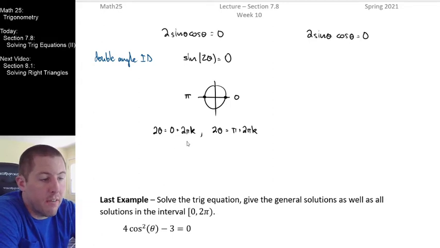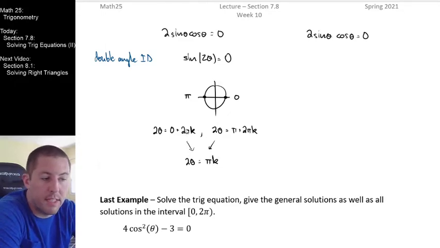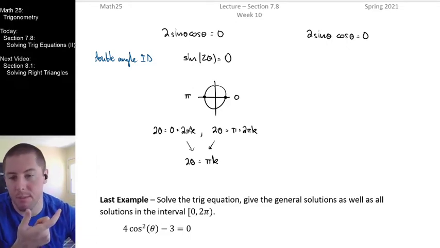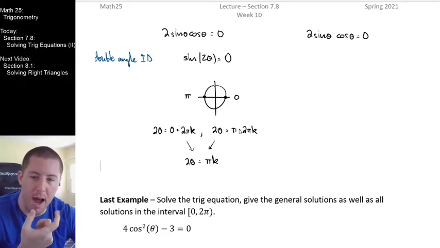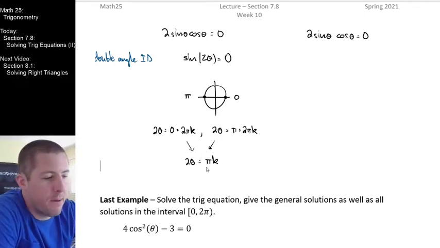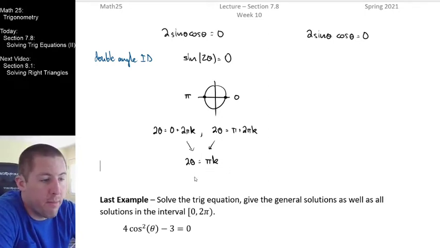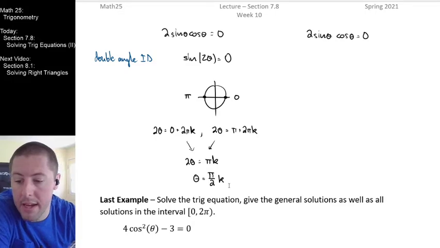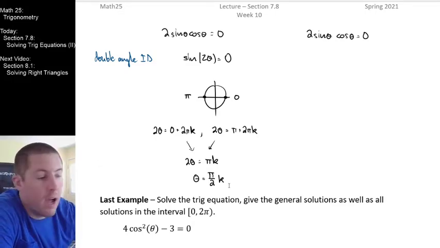Notice that that's actually giving us collectively 2 theta equals just pi k here, right? Because if I were to list all these out, the left one gives me all my even multiples of pi. This one gives me all my odd multiples of pi. So therefore, we're just getting all multiples of pi right there. And so therefore, I can finally do my division here and say theta equals pi halves k. So that's one way that I could go ahead and get to that solution here.